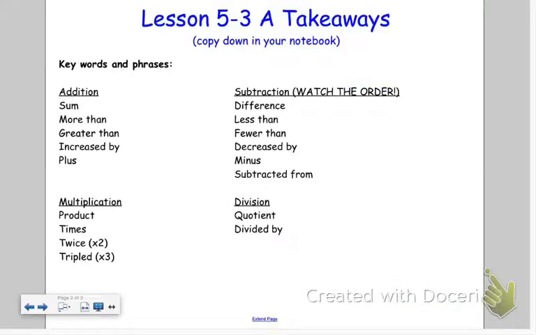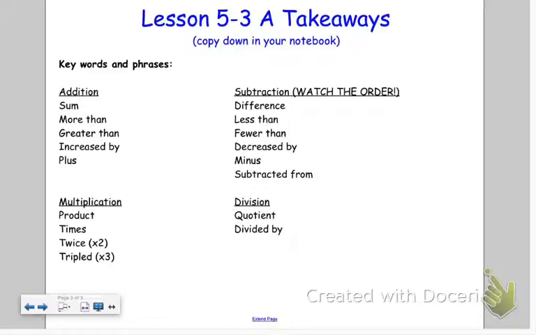So for the takeaways today, all I'm giving you are some key words and phrases that you want to look for to determine whether you have addition, subtraction, multiplication or division in your expression. So for addition, some of the key words and phrases are sum, which you know is the answer, more than or greater than, increased by, you might see that one, and of course, plus.